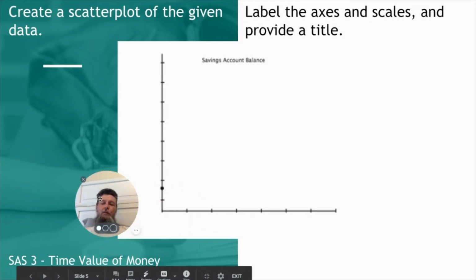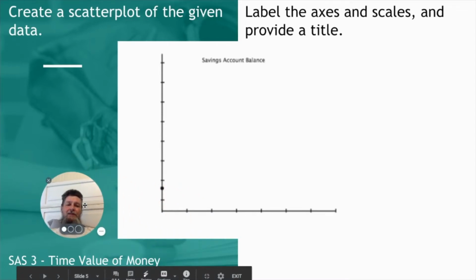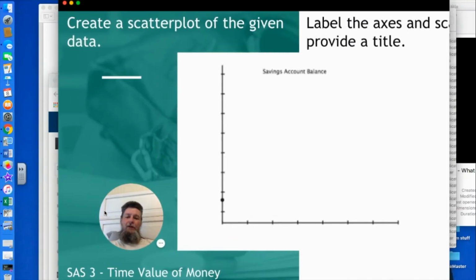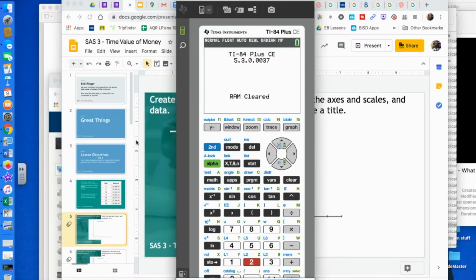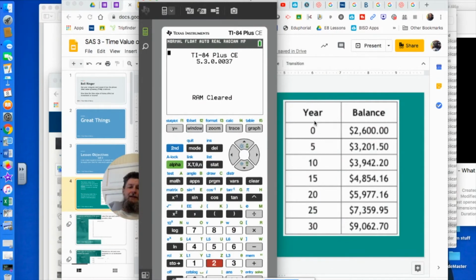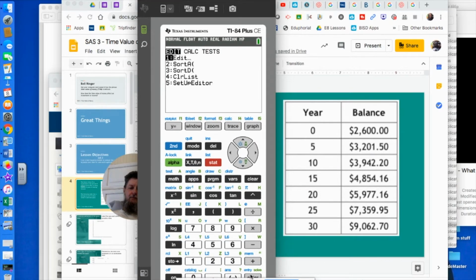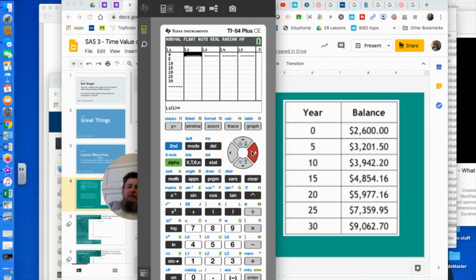We're going to create a scatter plot, and we're going to label the axes and scales and provide a title. Now, I'm going to do that real quick with my calculator and see what it does. I will put the year in L1 and the balance in L2. So let's do that. We'll start that by going Stat, Edit, that's Enter right down here. Move my calculator up a little bit. So I've got the year column from this into L1, and I'm going to put the balance in L2. I'll do that real quick. So now I've got the balance in L2.